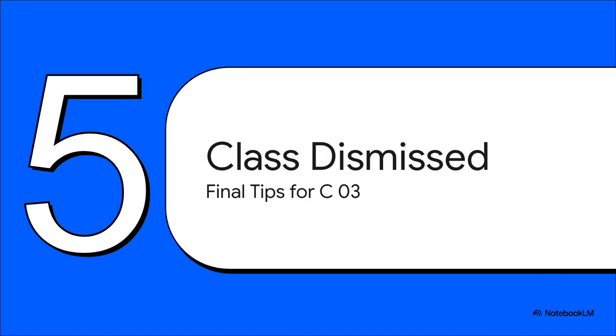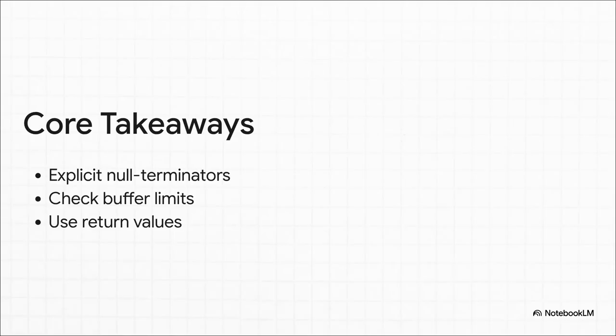Section 5. Class dismissed. Before we wrap up this explainer, let's review the foundational programming habits you really need to take away from these exercises. Keep these tips in mind while you write your code, because these concepts are the absolute backbone of memory management in C. Never assume a null terminator is just magically there. You have to manage it explicitly. Always, always respect your buffer limits to prevent crashes. Remember to cast to unsigned chars for math, and fully utilize those return values for safety checks.